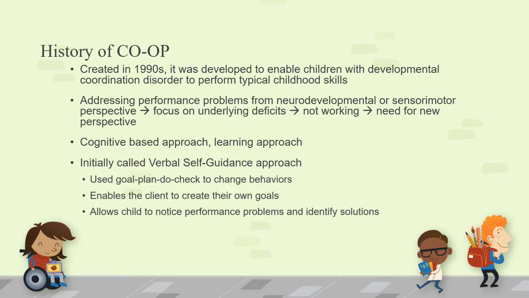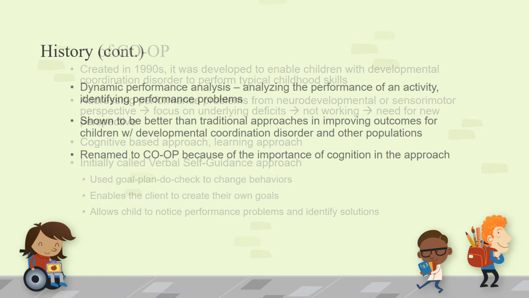So this used the goal, plan, do, check strategy to help change behaviors. In the goal, plan, do, check strategy, you first create goals, plan strategies and ways to obtain the goals, and then you follow through with these strategies and then go back and check and reflect to see if it worked. And you can go back through the cycle and the steps as many times as you want until you achieve your goals. And this really enables the client to create their own goals and come up with their own solutions and really notice the problems they're having with performance.